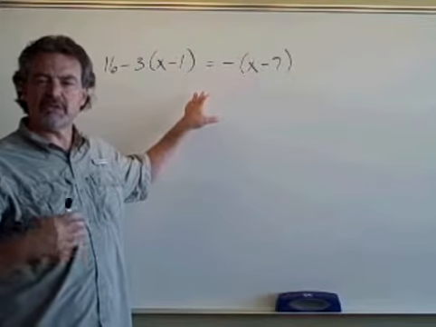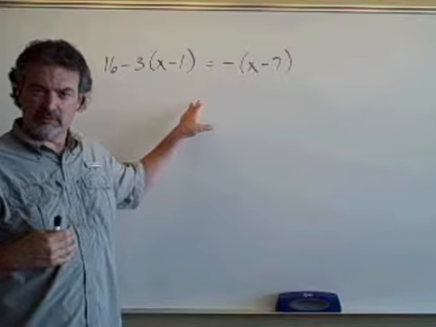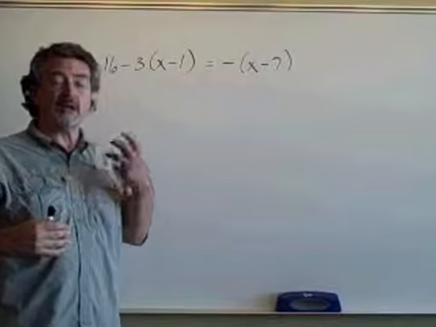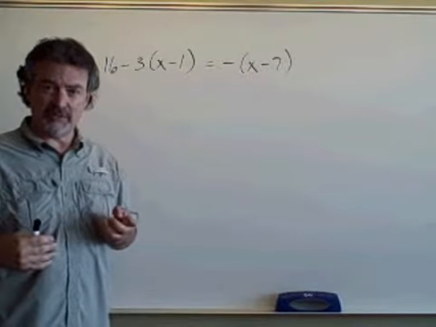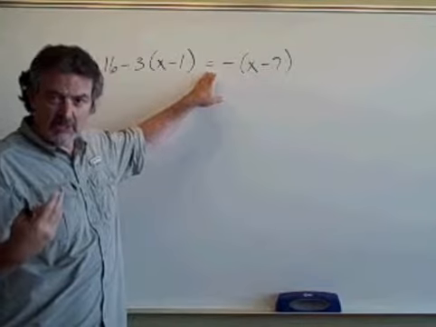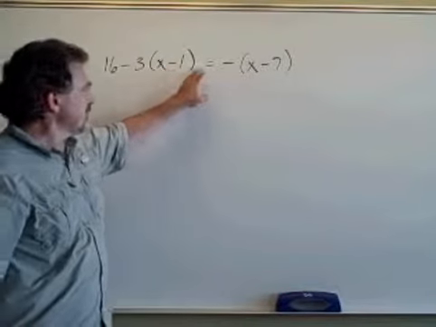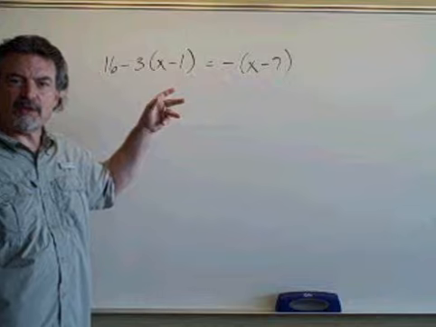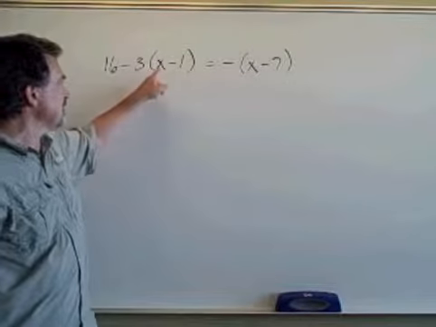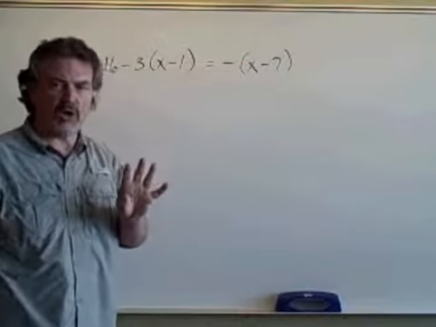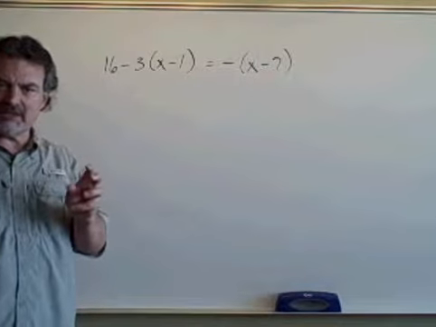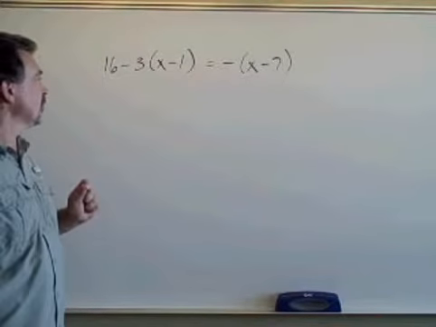Here's another example of a linear equation in one variable. Key question to ask: how do I know it's a linear equation in one variable? It's an equation, equal sign. There's only one variable, x. And those are linear variables because the exponent is 1. That's what makes it a linear equation in one variable.